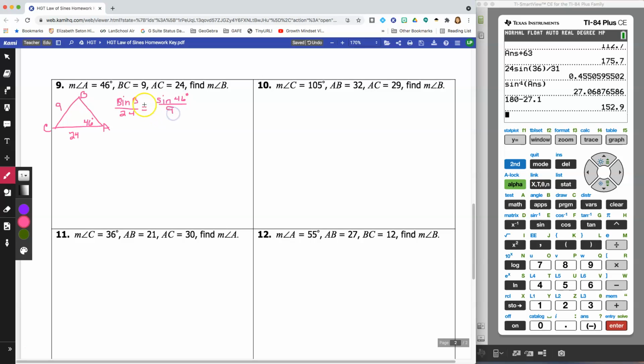Now this is the formula, and the formula simply states that the ratio between the sine of an angle and the length of its opposite side is consistent throughout the triangle. Okay, so here's the equation I set up. I'm going to multiply both sides of the equation by 24. So the sine of angle B is equal to 24 times the sine of 46 degrees divided by 9.